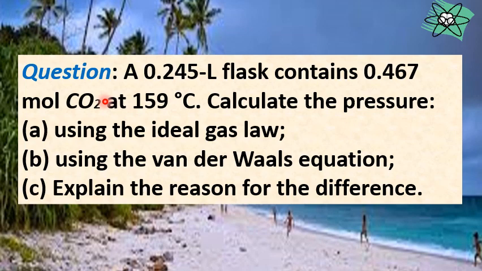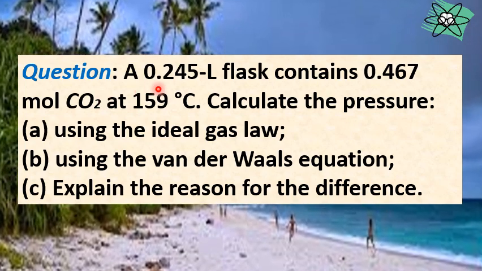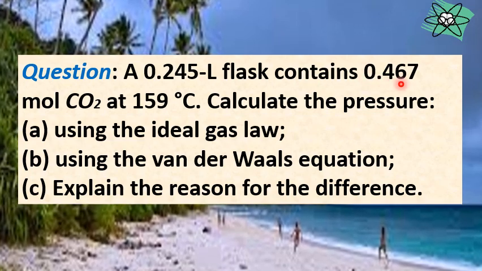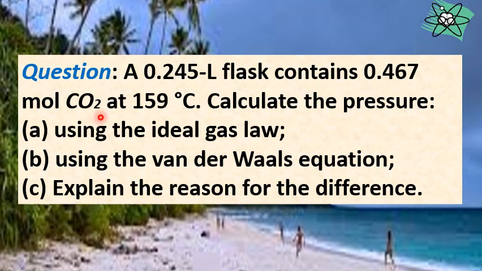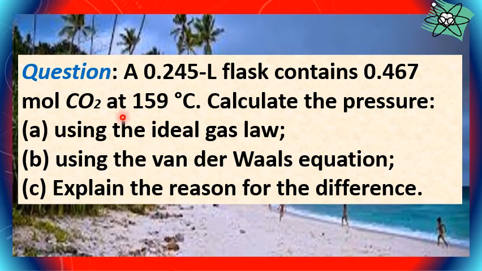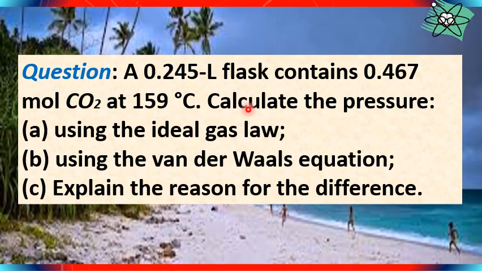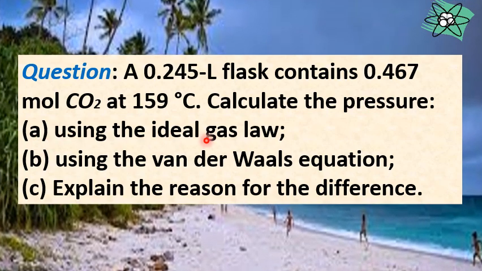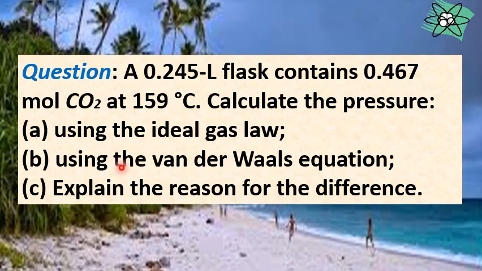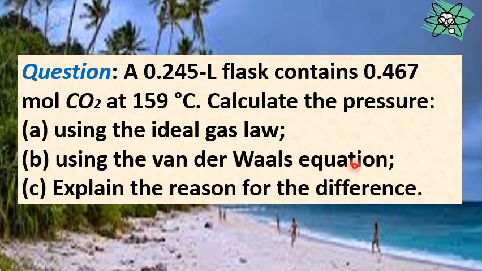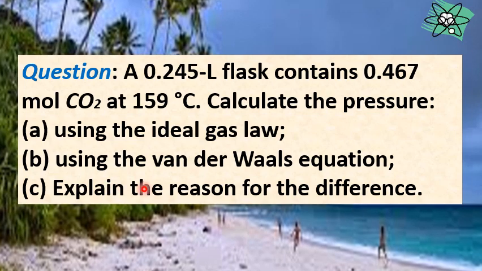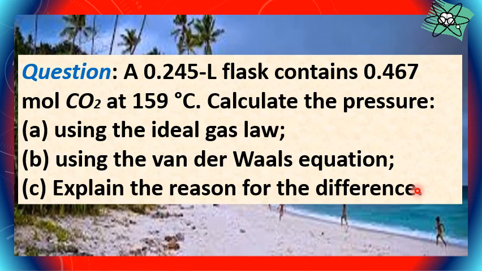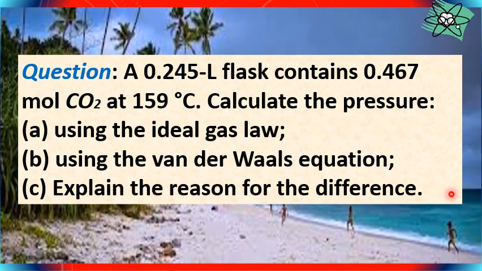So our example problem is: a 0.245 liter flask contains 0.467 moles of carbon dioxide gas at a temperature of 159 degrees Celsius. Calculate the pressure, letter A, using the ideal gas law; letter B, using the van der Waals equation; and letter C, explain the reason for the difference in your answers to letter A and letter B.